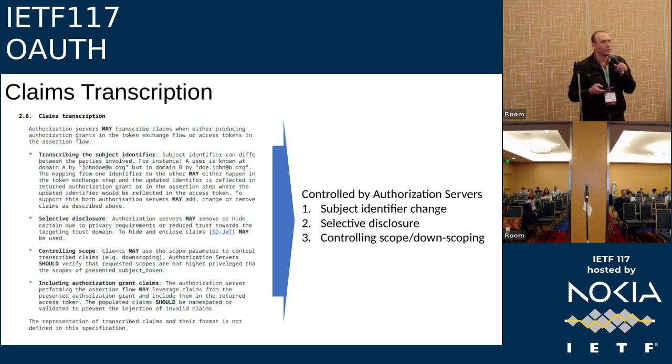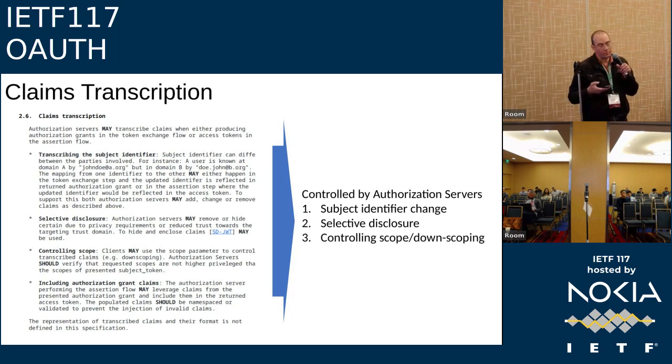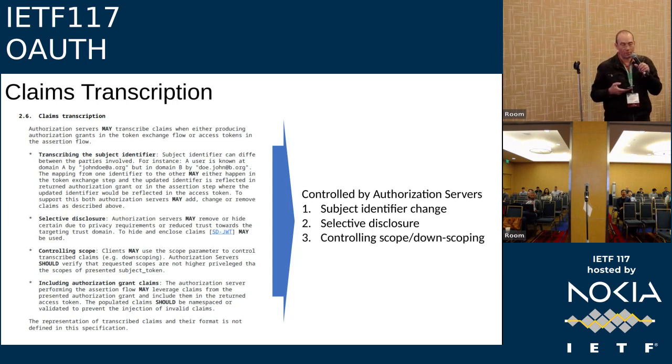Another thing that's kind of interesting is this idea of claims transcription. One of the things that happens when you cross the trust domains is that the subject identifier may be different in the different domains. And so somebody has to map it, and somebody has to maintain that mapping. So if folks have thoughts on this or guidance, or if there are other solutions out there, it'd be good to know about. But that's one of the things that we outline: you need to maintain that mapping. And when you're crossing these trust domains, you may want to include that and move that forward. There's a form of selective disclosure maybe in there as well.